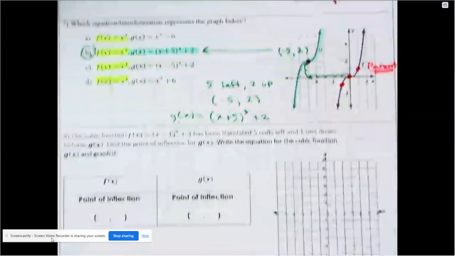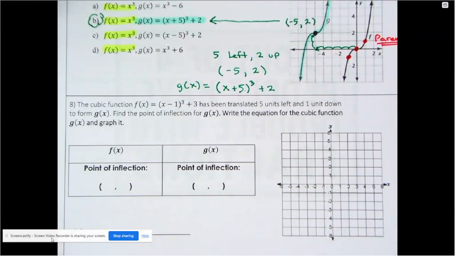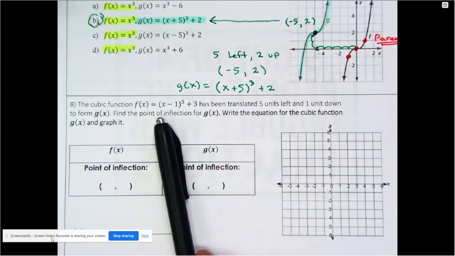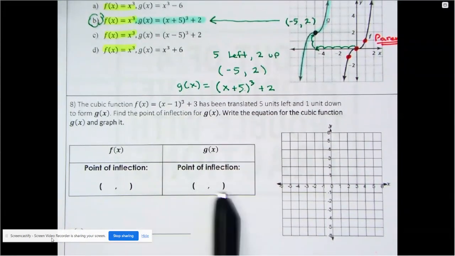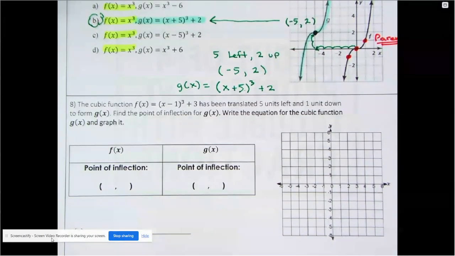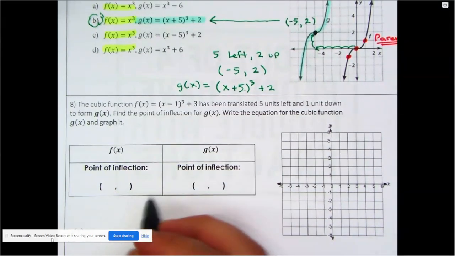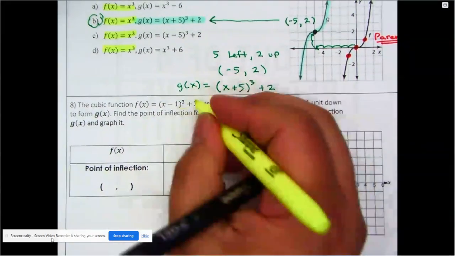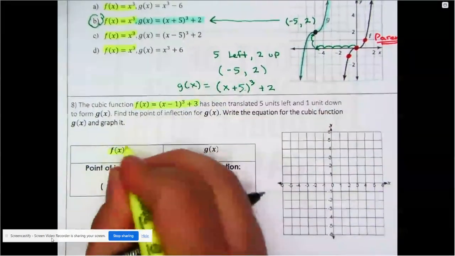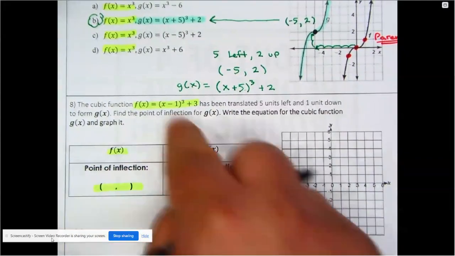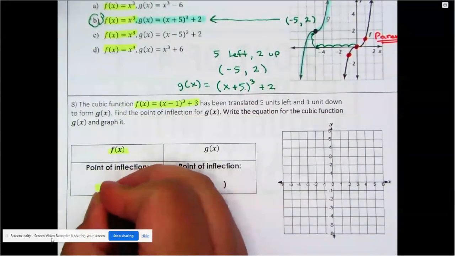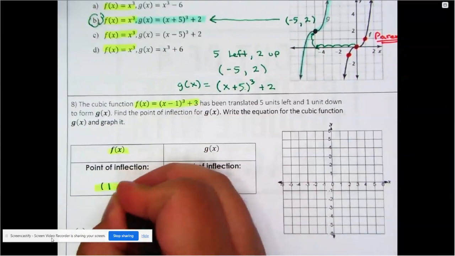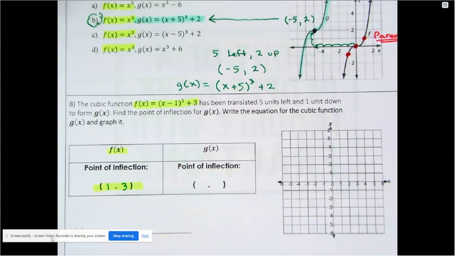All right, last problem here, number 8. The cubic function f of x is equal to x minus 1 to the third plus 3. Now, here it's nice and ready for you. But if you get problems where they don't do this for you, well, do it yourself. F of x is this equation right here. So the inflection point x minus 1, then it's +1, +3. But then they said this.